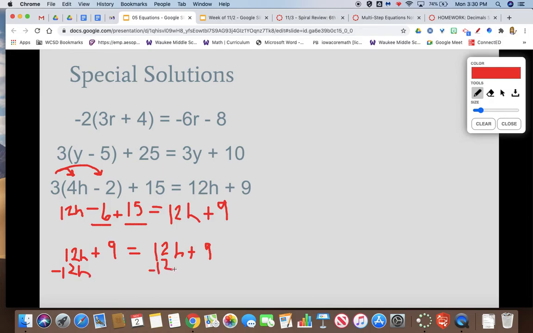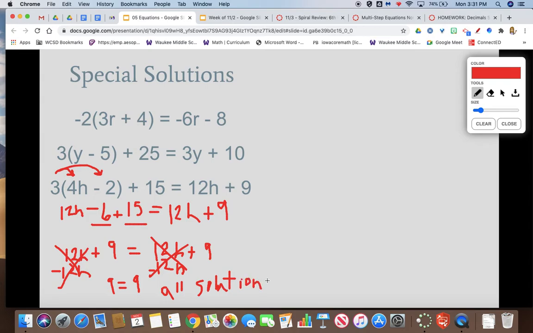equal to anything. So when I move my h's, I'm taking the inverse of a positive h, which is a negative h, and that ends up canceling out all of my h's on both sides. So I have no h's left, and I have 9 is equal to 9. That is true, 9 does equal 9, so I would say that all solutions work for this equation.